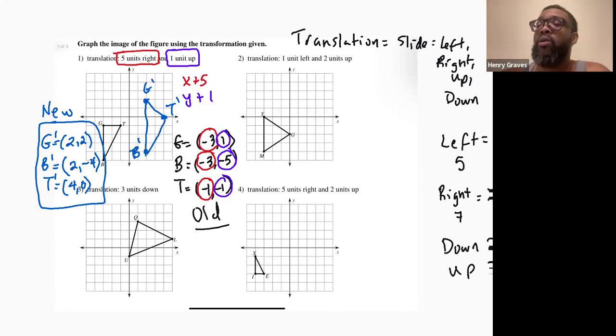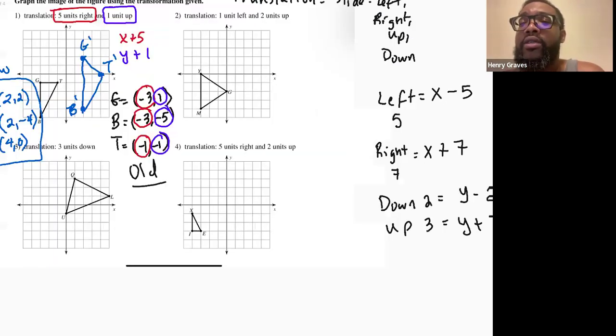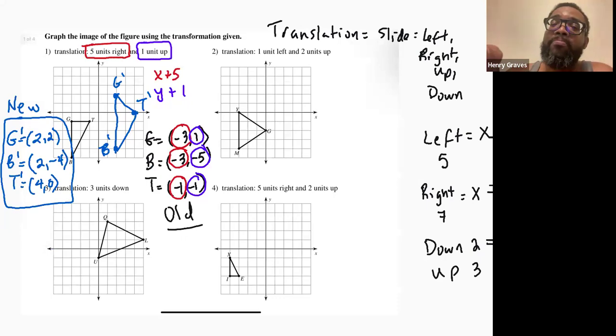Okay, let me do another one on this page. I don't want to do all of them because I'm just not going to have enough space. Let me do number 4. Let's look at what we have to do. Okay, let's do that one. That's fine. Number 4.